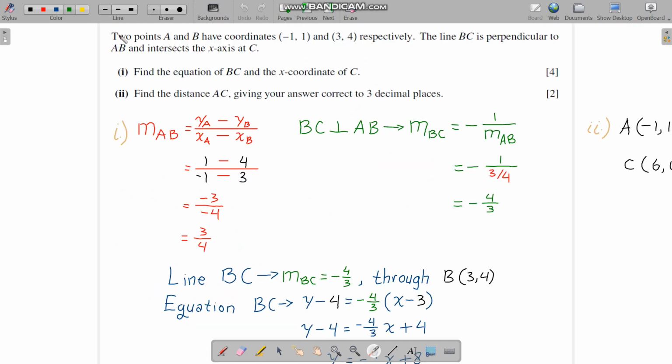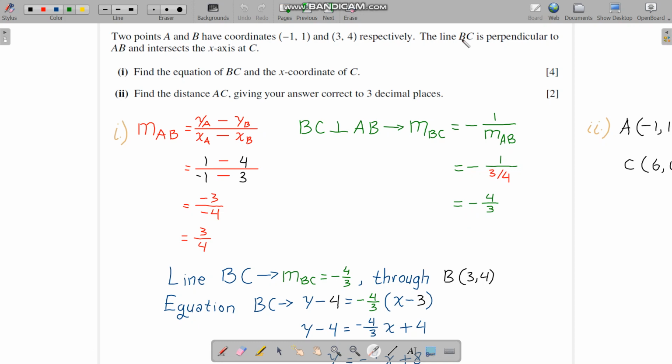Next example, we have 2 points A and B, coordinates this and that, and BC is perpendicular to AB, and intersects the x-axis at C. Find the equation of BC and the x-coordinate of C. So to find the equation of BC, it says perpendicular to AB, so we can find the gradient of AB using this formula, delta y over delta x. We find the gradient of AB, and since BC is perpendicular, we use -1 over that, and we get the gradient of the BC line.